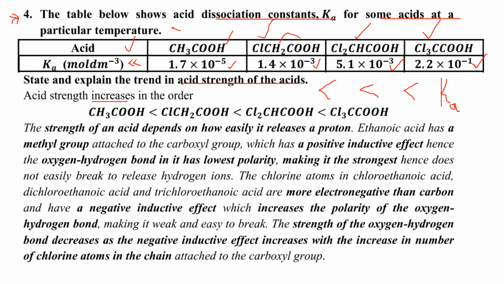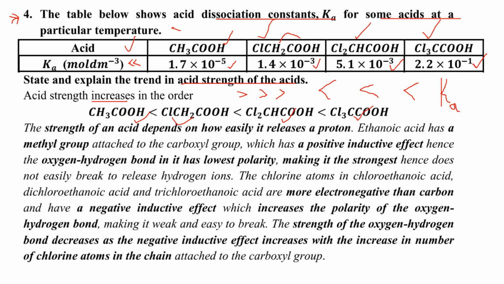If you are going to use decrease, then you are supposed to use greater signs. Now we are saying that here, the acid strength is going to increase in the order of this. So the first acid is going to be weaker than this, and then it's going to be weaker than this, and then it's going to be weaker than this.